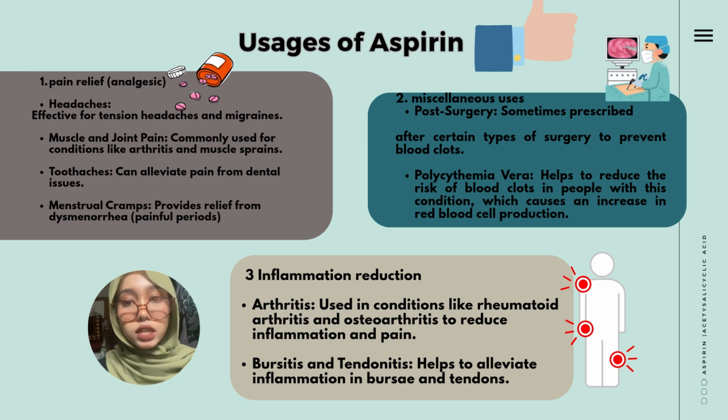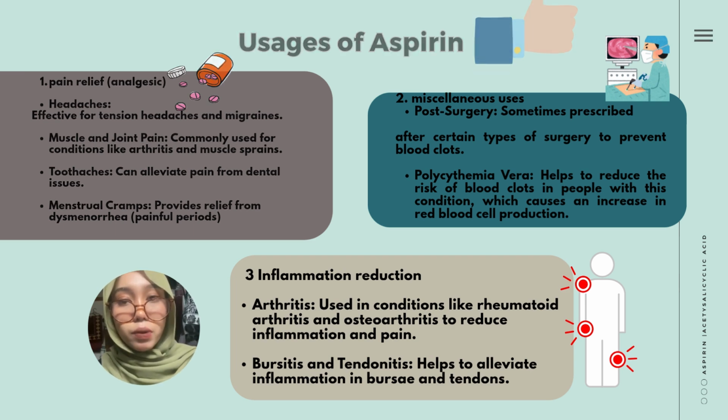That's why it's used in rheumatoid arthritis and osteoarthritis to reduce inflammation and pain in the joints. It's also helpful in conditions like bursitis and tendonitis, where it reduces swelling in the bursae and tendons. So overall, aspirin isn't just for the heart. It's a multi-purpose medicine with many important uses.